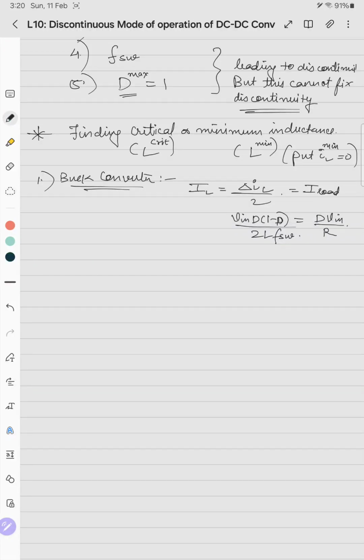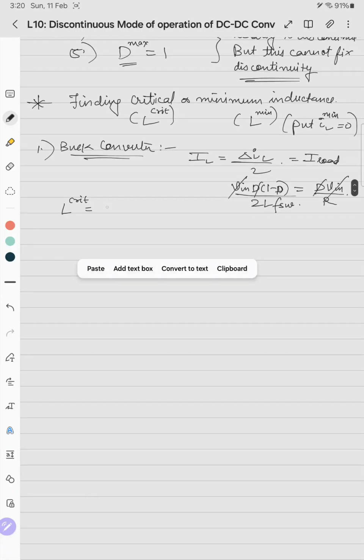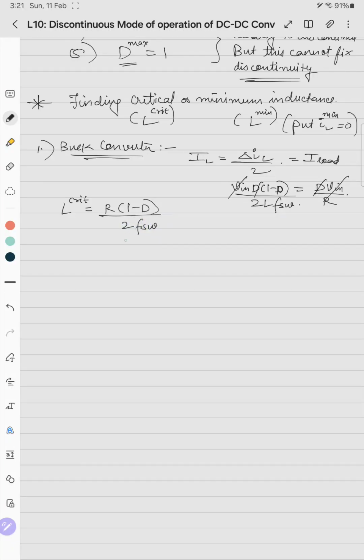You can easily find L from this expression. Vin and D get cancelled. So it will be (1 minus D) by 2 L F switching equals 1 by R. So L critical is equal to, in the numerator we have R into (1 minus D), so R into (1 minus D) by 2 F switching for a buck converter. L critical is this.